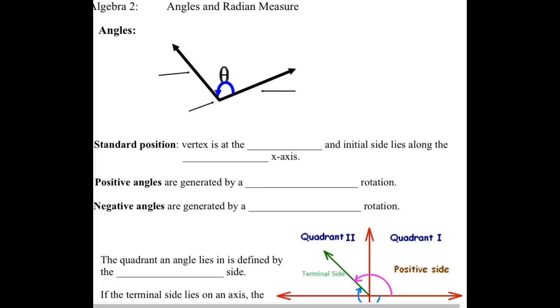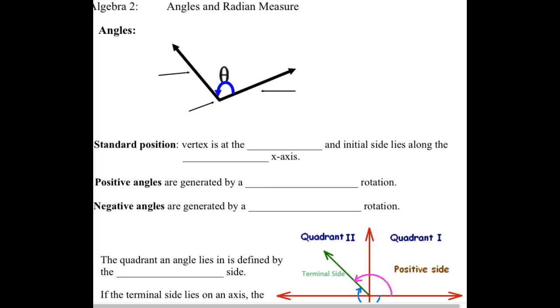When we've worked with angles before in geometry, you always measured them in what unit? In degrees, okay? We have a different method of measuring them called radians. We still use degrees a little bit in pre-calc, but we use radians quite a bit more. So I do want you to see what that looks like.